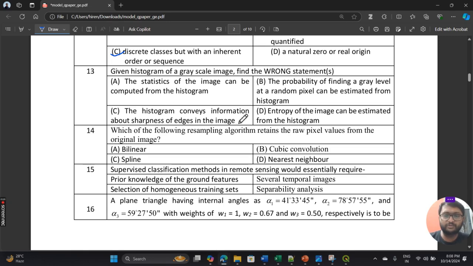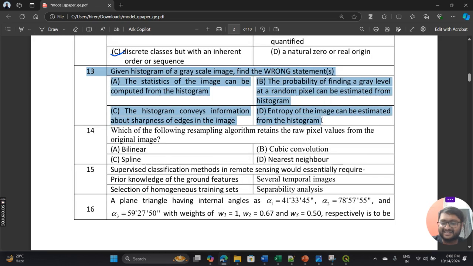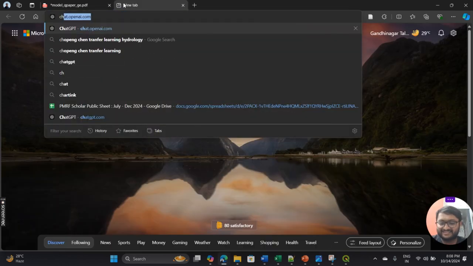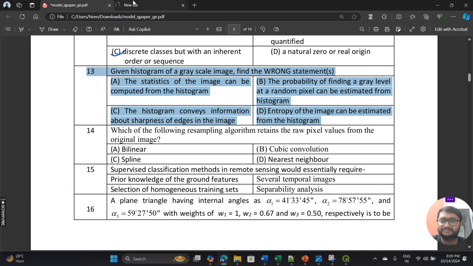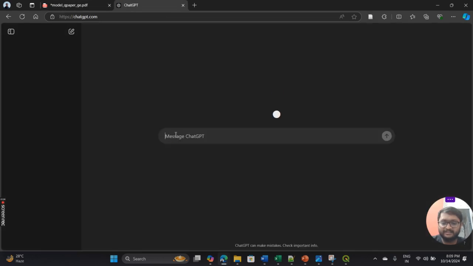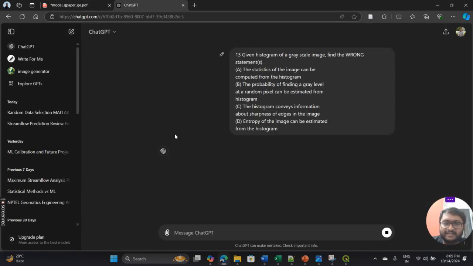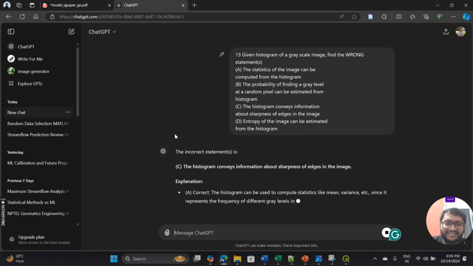I think we don't do that, because for finding out the sharpness, what we do is apply filters on the image, different filters. For that we need the spatial representation also. Entropy is a statistical concept. What we can do is use ChatGPT right now to check what might be the correct answer. C is wrong. Considering the sharpness, I think only C is wrong. We'll check it out. So yes, C is wrong.